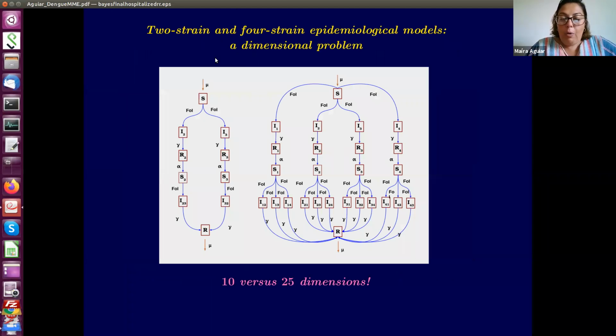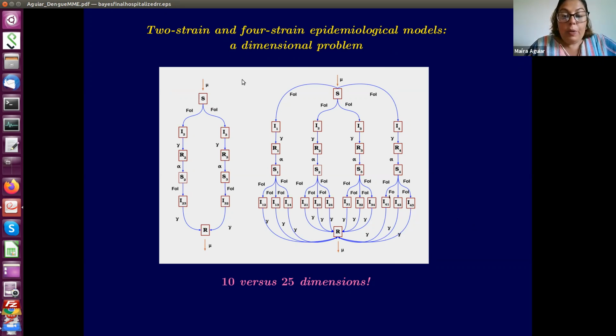And we end up comparing the 2-strain model with the 4-strain model, which is much more complicated. There is a problem in dimension, so we moved from a 10 ODE system to a 26 ODE system. The dynamics are exactly the same. The difference is that you can get infected for the first time with strain 1, 2, 3, or 4. And then for the secondary infection, you have more combinations. Instead of two combinations, you have 3 combinations, having seen 1, 2, 3, or 4 strain.